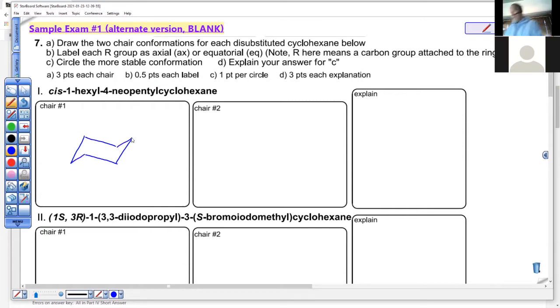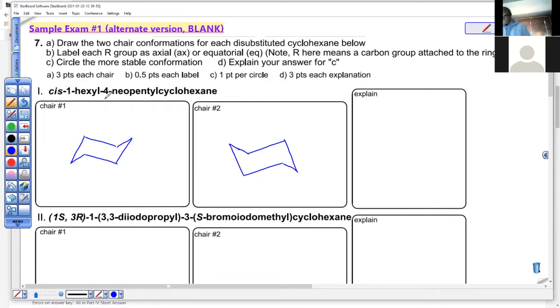Everything should be parallel lines across from each other. Chair number 2, similar story. Inside more than halfway, inside more than halfway. Went a little too far on that one. And this should be connecting. There we go.